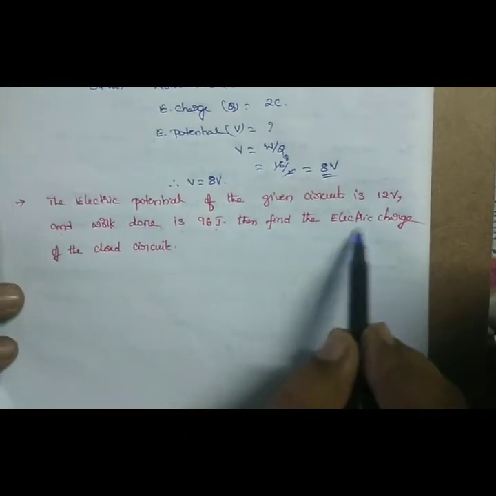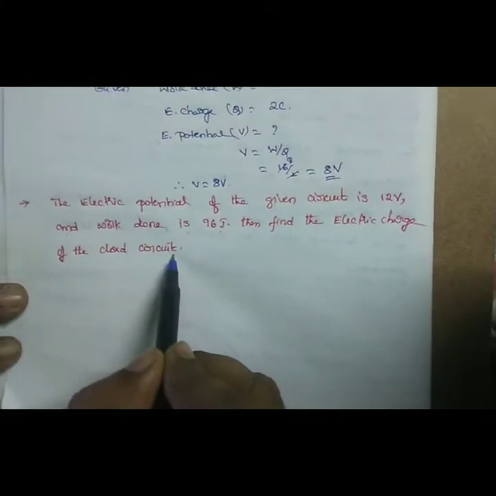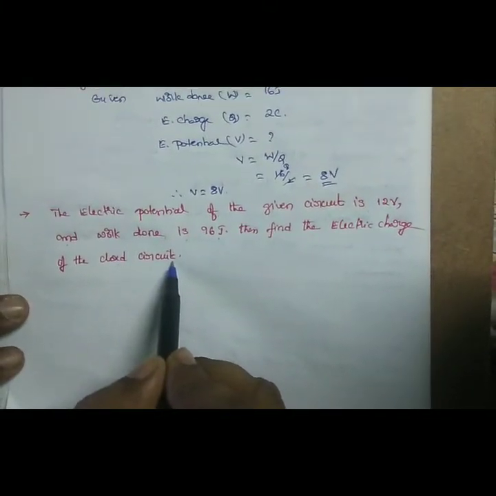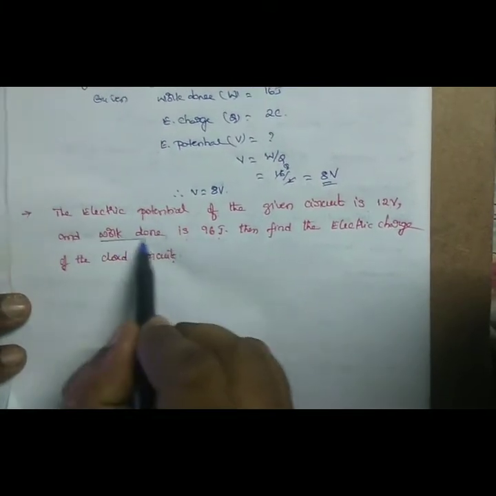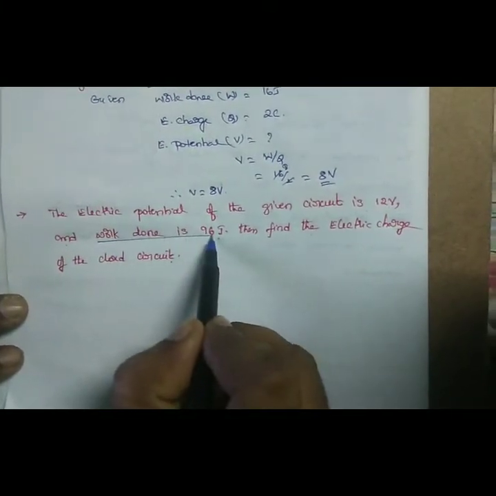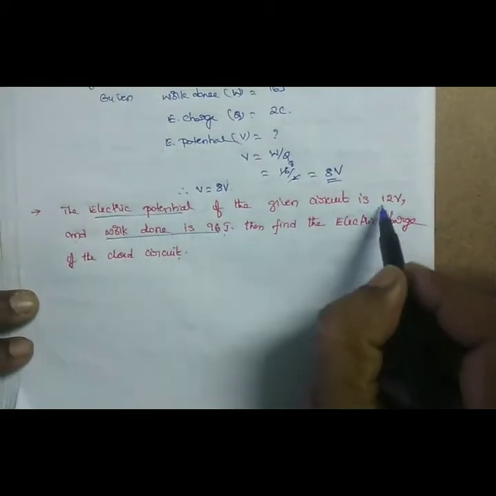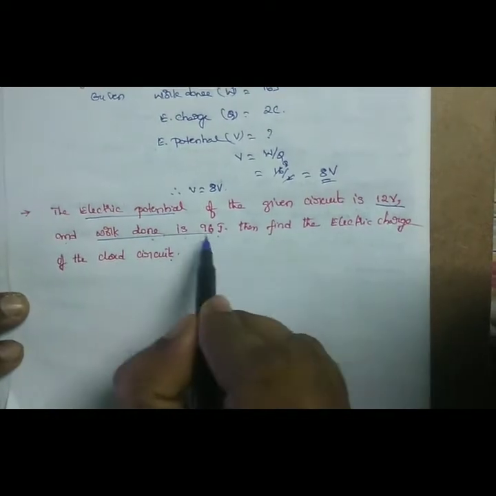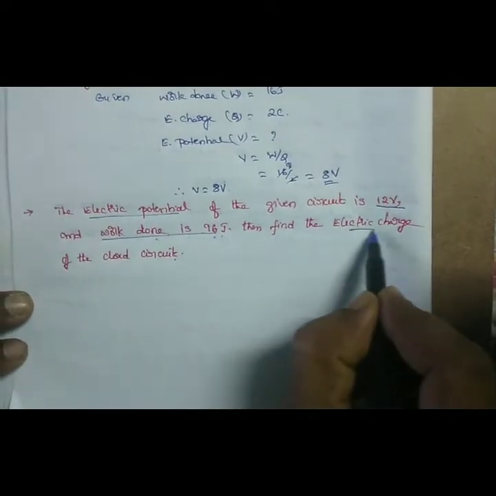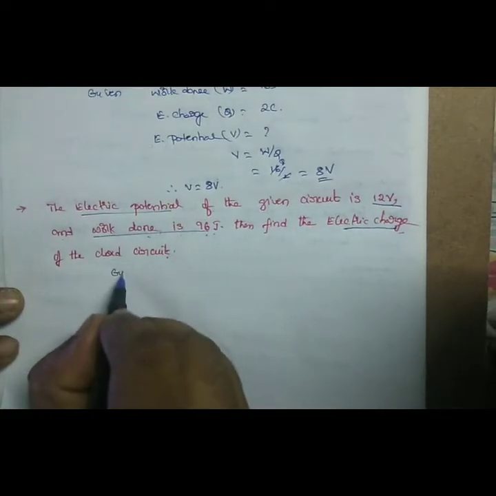Then find the electric charge of the closed circuit. So we can find the electric charge of the closed circuit. Now what is given in the problem? Work done 96 joules. Electric potential 12 volts. So we find the electric charge. Electric charge means Q.